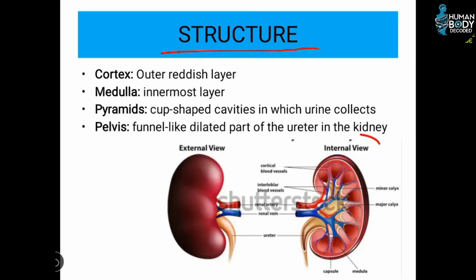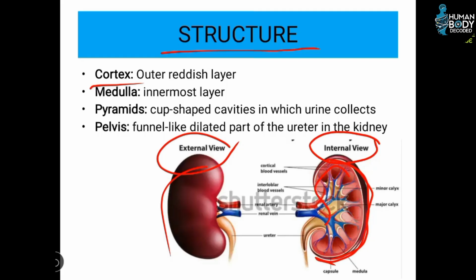Here you can see both the internal and external views of the kidney. The structure of the kidney is composed of several parts, but I will focus on 4 major components. First, let's talk about the cortex. The reddish-brown outer layer you see is called the cortex. The inner part, excluding the cortex, is called the medulla.